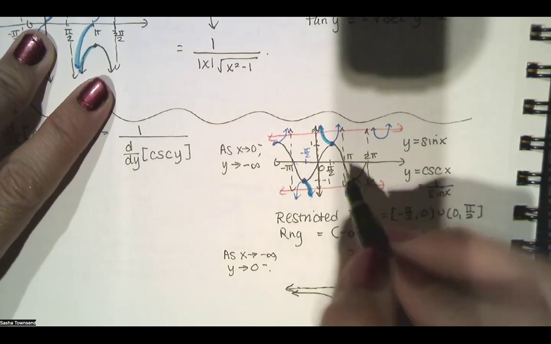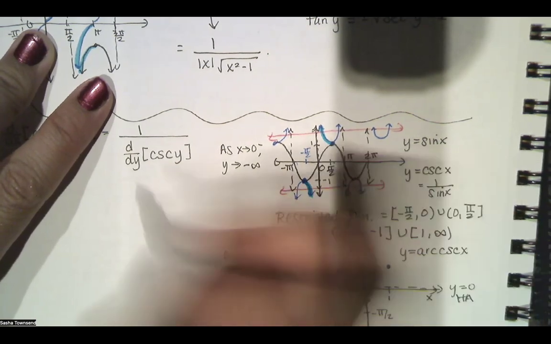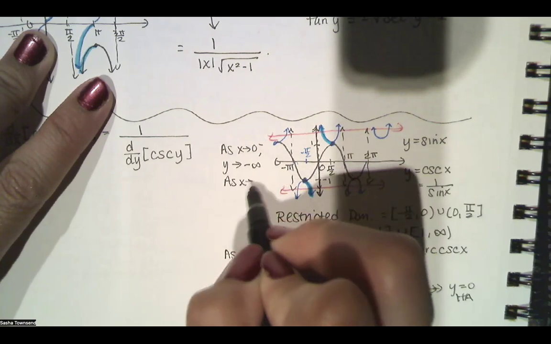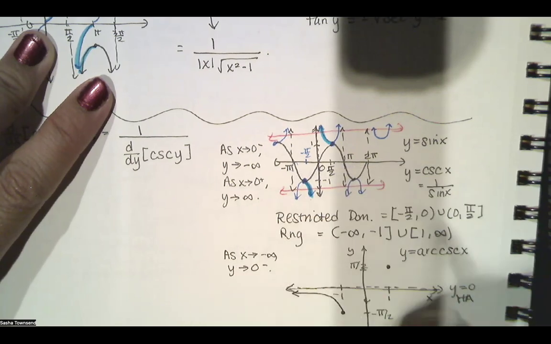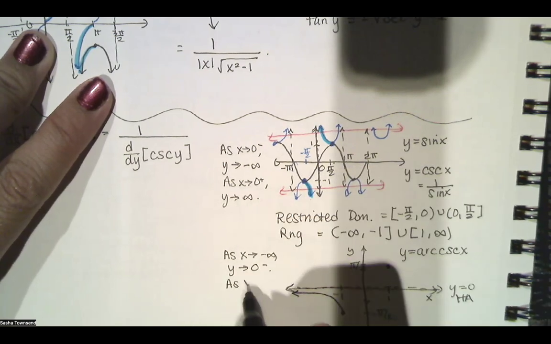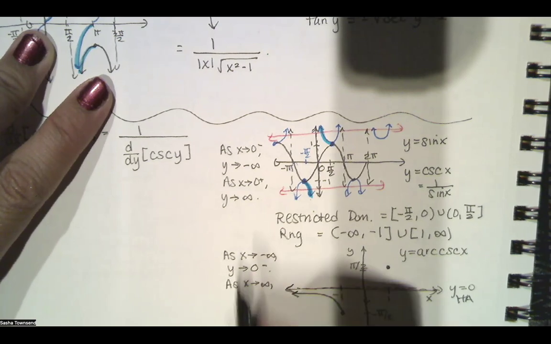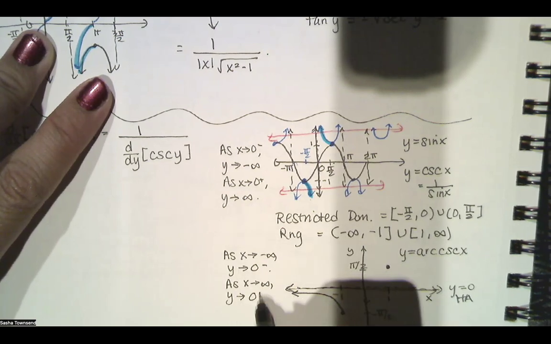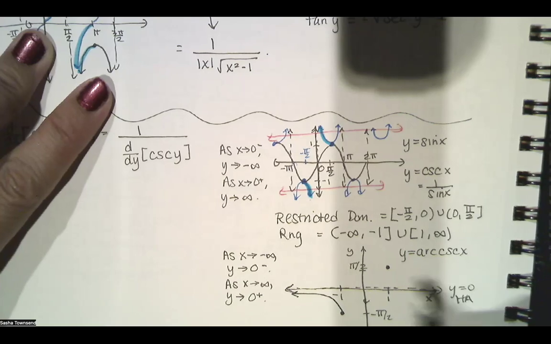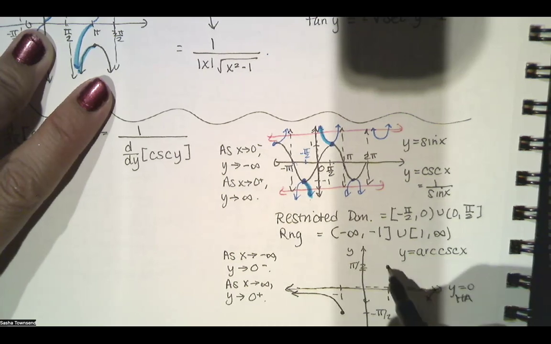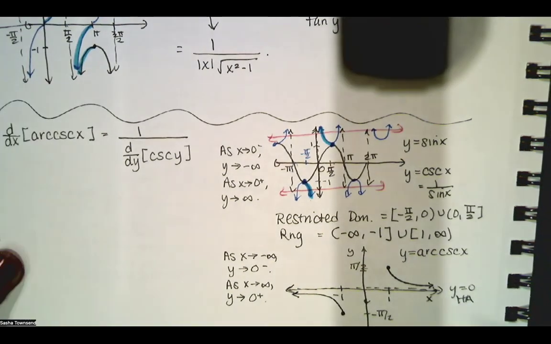Now here we see as x approaches 0 from the right, the y values go to positive infinity. Now we're going to switch the roles of x and y. We'll say as x goes to positive infinity, y will approach 0 from above. So we're going to go to the far right. And as we go farther and farther to the right with our x values, the y's are going to approach 0, but from above that x-axis. So that's the arc cosecant of x.